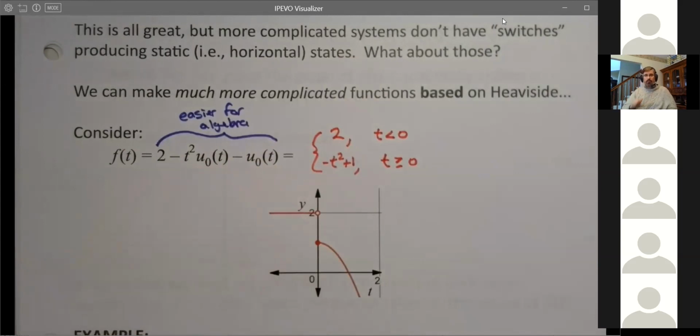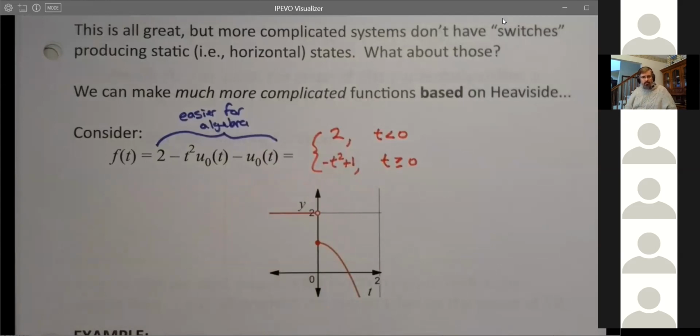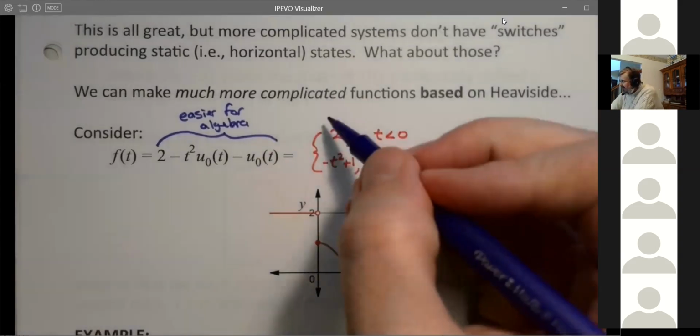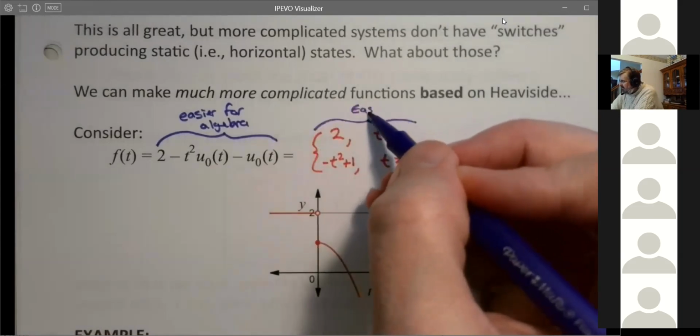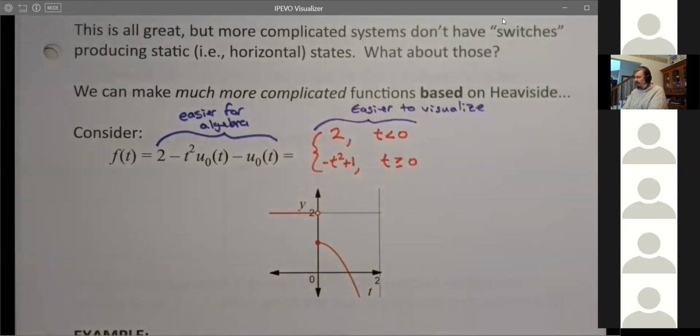So what we've done is we've created a function that behaves like a constant up until a certain point, and then all of a sudden it starts to behave like a polynomial. But we're able to write it in one line of code without having to worry about these piecewise brackets all over the place, right? It just requires us to manipulate it, which is easier for the algebra. But this stuff over here, this is easier to visualize, at least for most people. So Heaviside functions can make algebra easier for us. It makes manipulation easier, but it doesn't necessarily make visualizing the graph any easier for us.